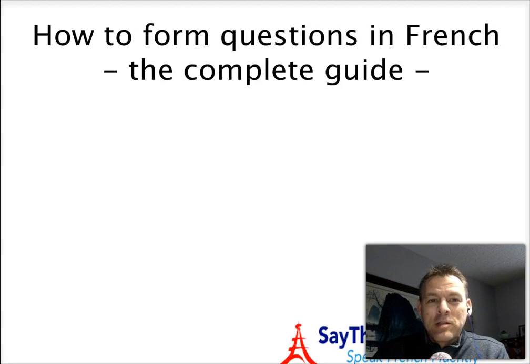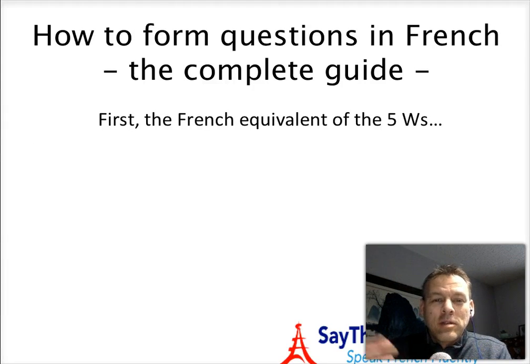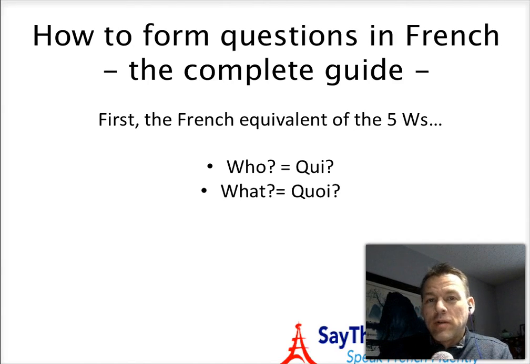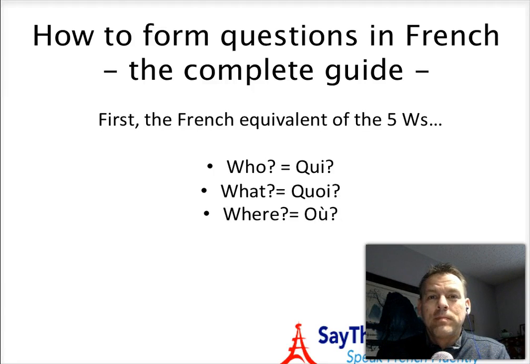Let's get started. So, how to form questions in French. As we talked about in the previous video, the 5 W's on how to form questions in French. The who is pronounced qui. What is pronounced quoi. Often you will find this as qu'est-ce que. And we'll see the est-ce que formula a little bit later in the video. All right, so we have who, what, qui, quoi. Où for where.